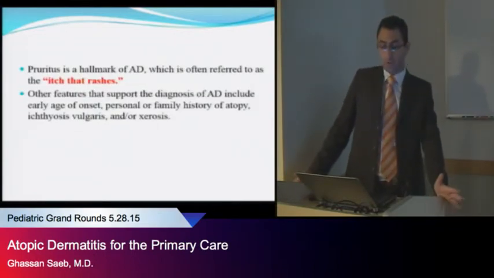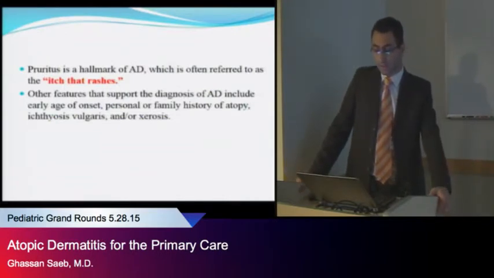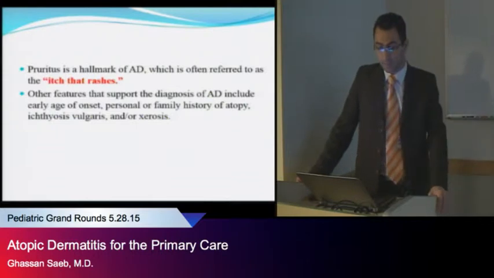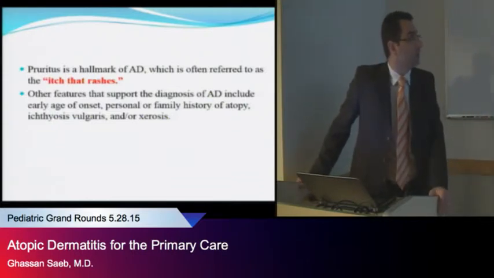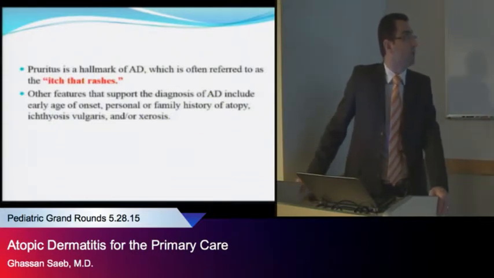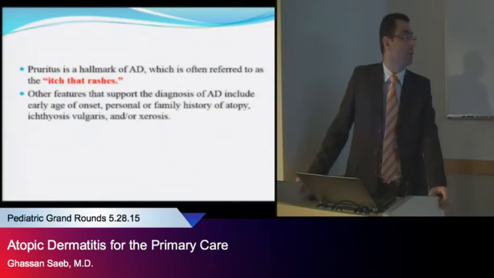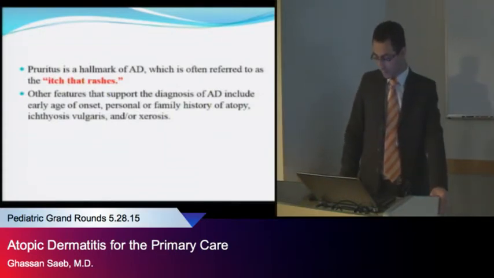So pruritus or itching is a hallmark of atopic dermatitis, which is often referred to as the itch that rashes, as I mentioned earlier. Other features that support the diagnosis of AD include early age of onset, personal or family history of atopy, ichthyosis vulgaris, and xerosis.